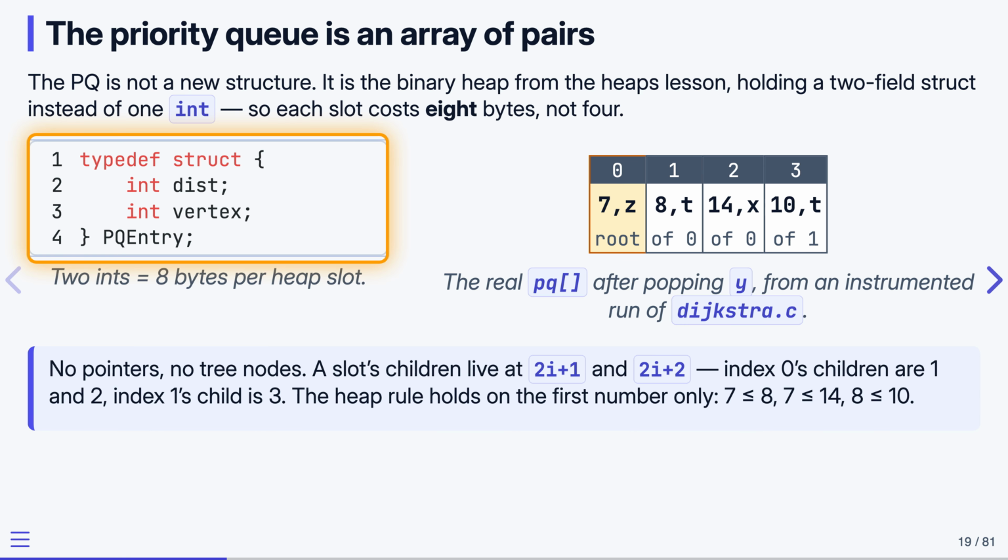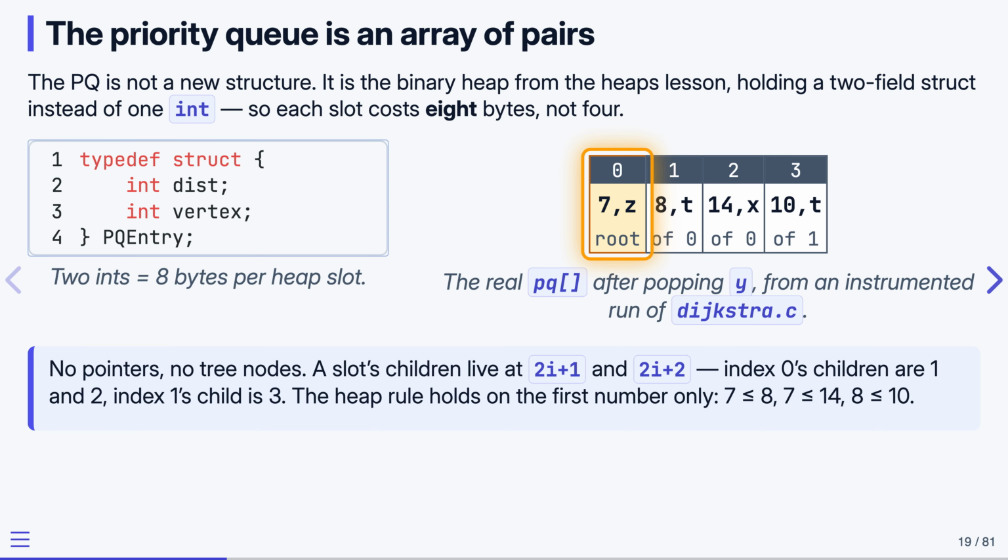Now the priority queue. It is not a new structure. It is the same binary heap from the heaps lesson. Same layout, same index arithmetic. 2 things changed. The comparison is flipped so the smallest number rises instead of the largest, and a slot no longer holds one int. It holds this small struct called PQ entry. It has 2 fields, a distance and a vertex. 2 ints, so each slot costs 8 bytes instead of 4.